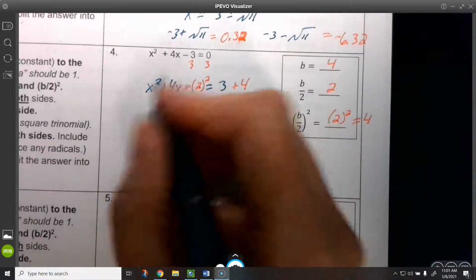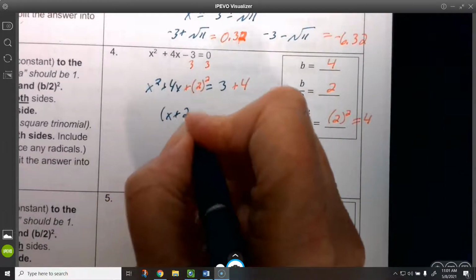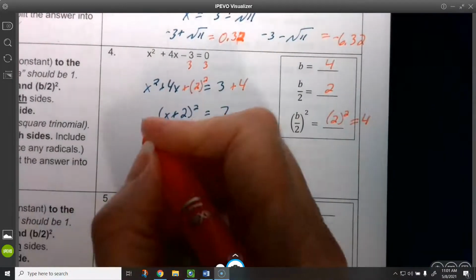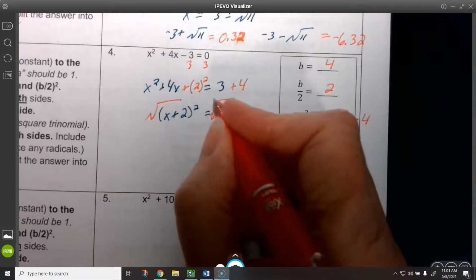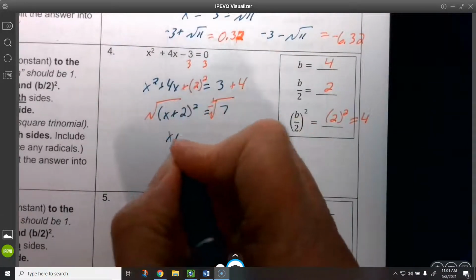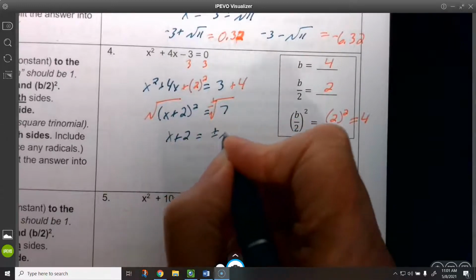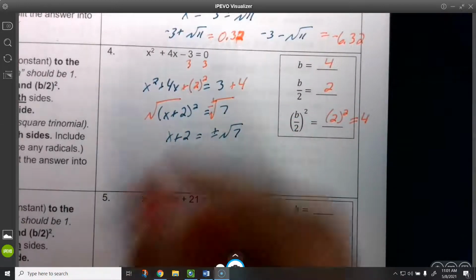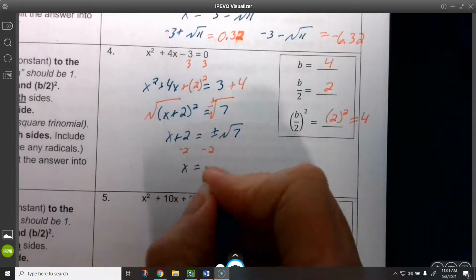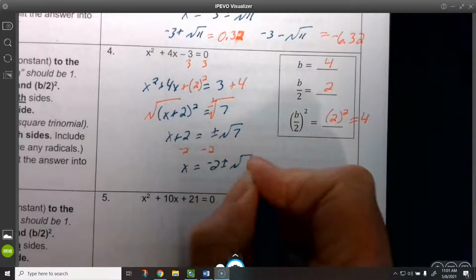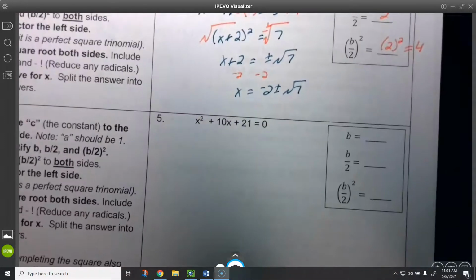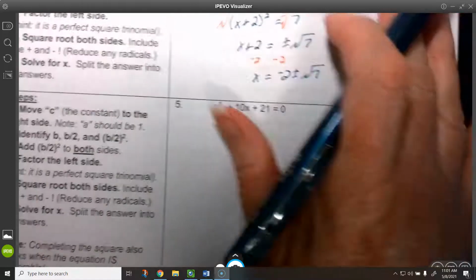What we're gonna do here is we're gonna factor that, so that becomes x plus 2 quantity squared is equal to 7. Once I have a square term, I can take the square root of both sides, putting a plus or a minus on the number. So x plus 2 is equal to plus or minus the square root of 7. Subtract 2, and we get x is equal to negative 2 plus or minus square root 7. Okay, then you can find the decimal for that. Number 5, just one more.